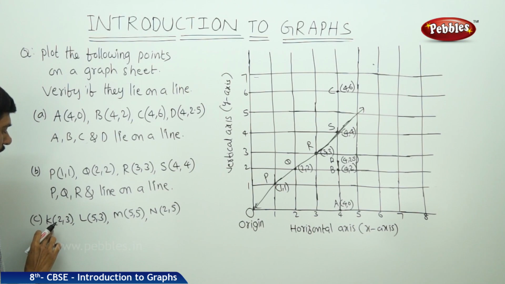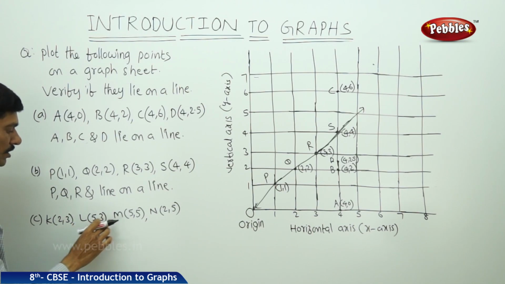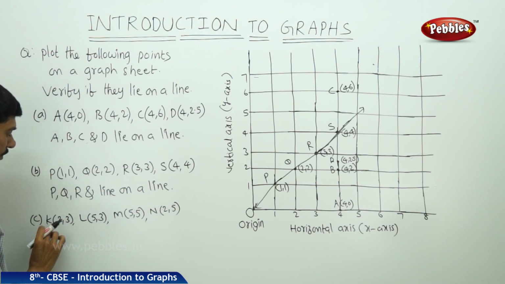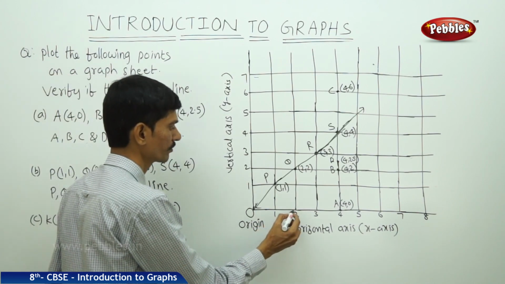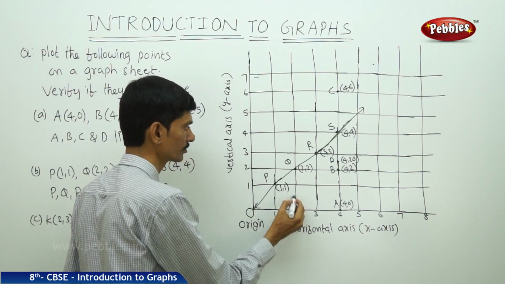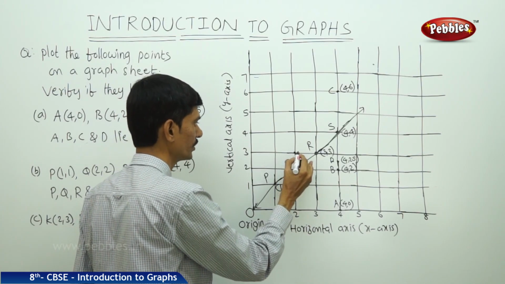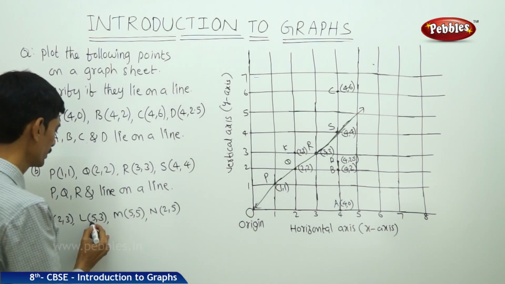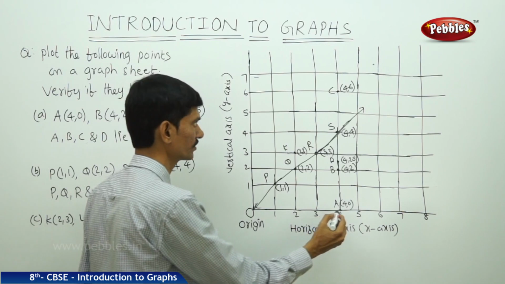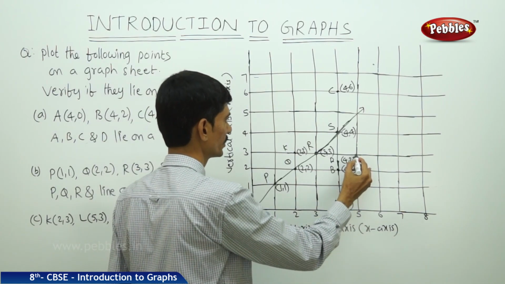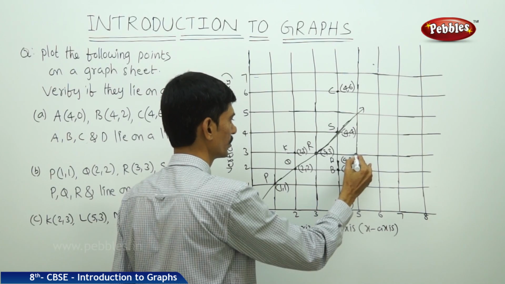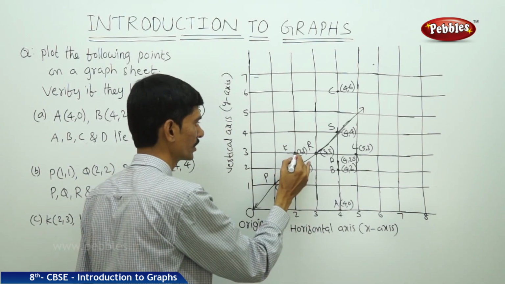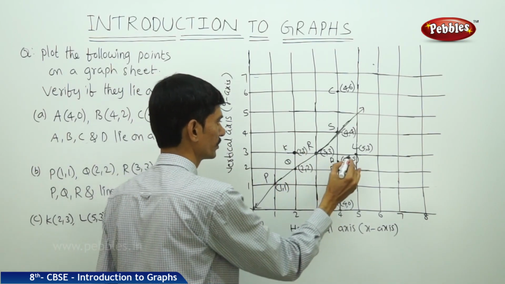in the third problem, the points K (2, 3), L (5, 3), M (5, 5) and N (2, 5). So let us take the first point K (2, 3). So the point (2, 3) means on the x-axis 2 and on the y-axis 3. So this is the point K (2, 3). Next, L (5, 3), on the x-axis 5 and y-axis 3. So this is the point L (5, 3). So this is the point K and this is the point L.